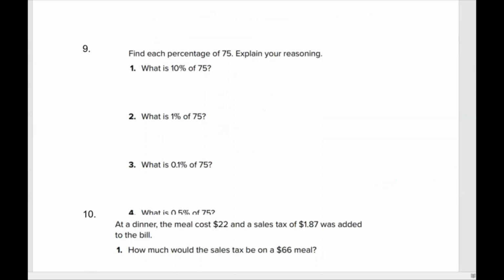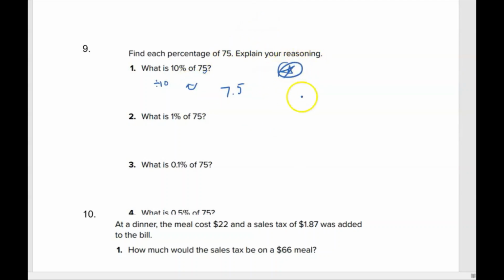Number 9 asks you a bunch of percentage questions. It says find each percent of 75 and explain your reasoning. 10% of 75, again guys, remember 10% is like dividing by 10. In other words, moving your decimal 1 to the left. So 1 to the left of 75 would be 7.5. Good mental math reminder.